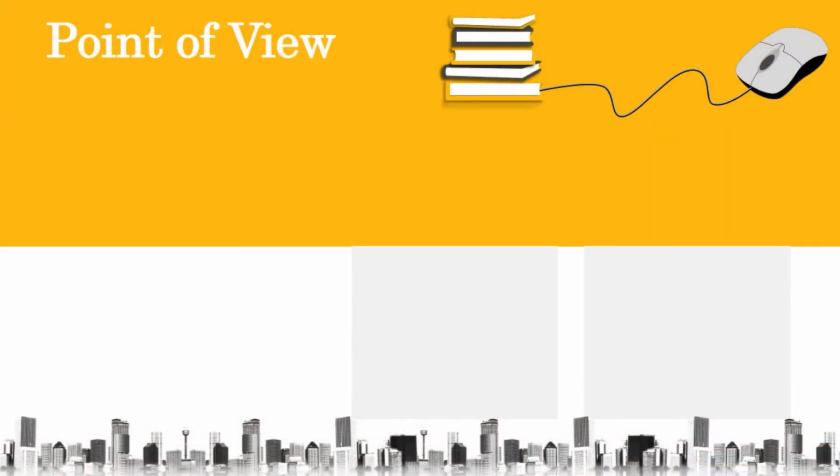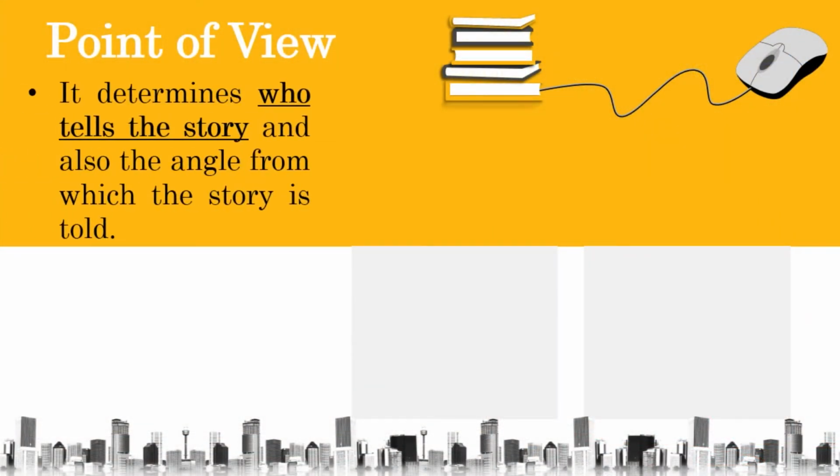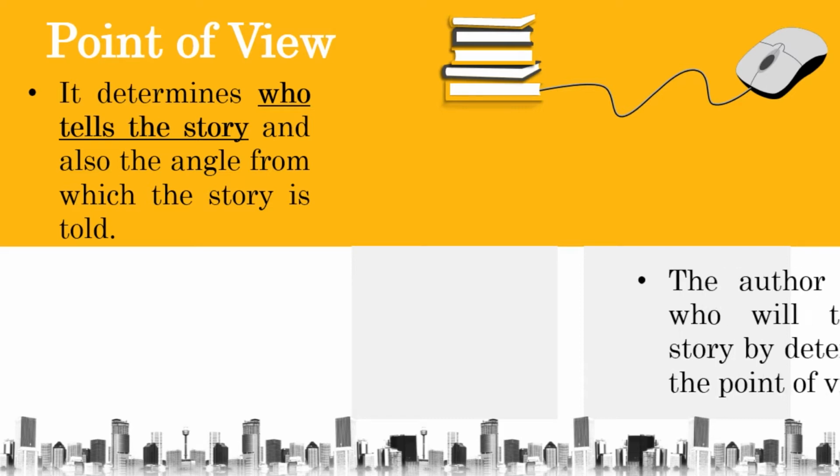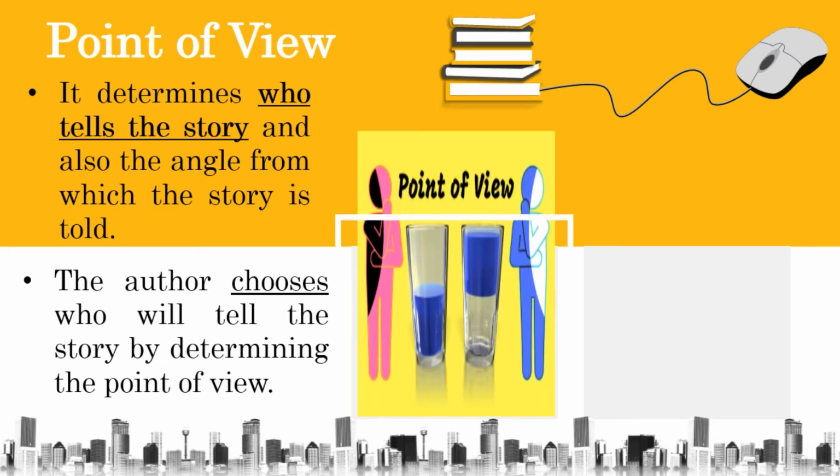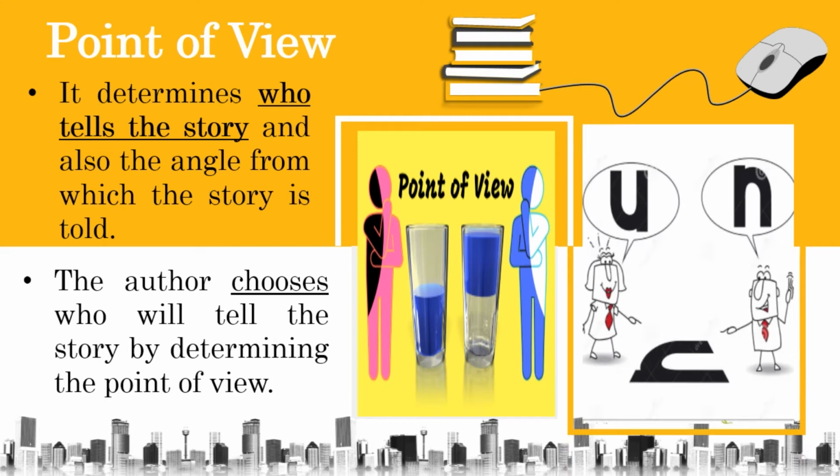Point of view. It determines who tells the story and also the angle from which the story is told. In literature, point of view is the mode of narration that an author uses to let the readers hear and see what takes place in a story. Also, the author chooses who will tell the story by determining the point of view. In a lot of stories, the protagonist is telling the story, while in others, the narrator may be another character or an outside viewer who is not in the story at all.